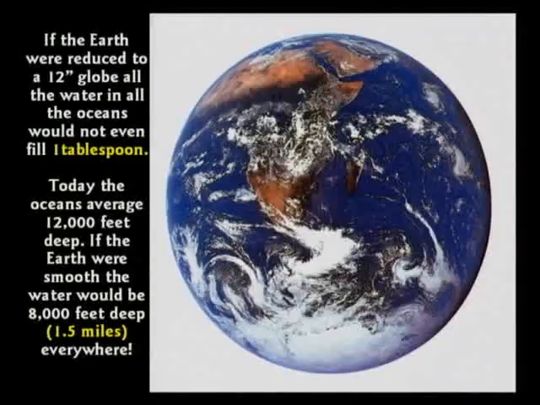Okay. If the earth were reduced to a 12-inch globe like this one, all the waters in the oceans would not even fill 1 tablespoon. I figured it out, the data here. Today, the oceans average 12,000 feet deep. If the earth were smooth, the water would be 8,000 feet deep, 1.5 miles everywhere.